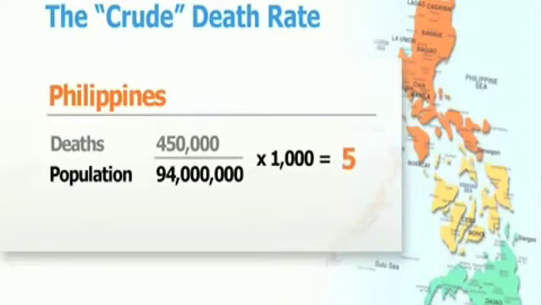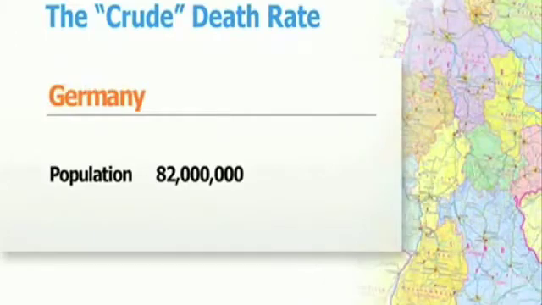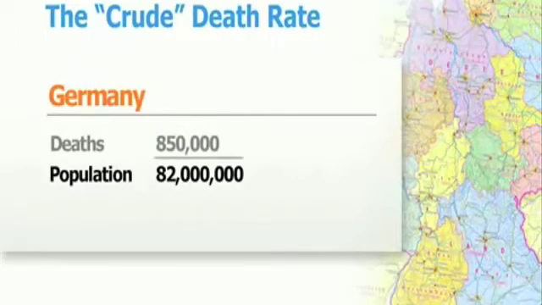Now we can turn to Germany, a country of about 82 million people, and in a recent year there were about 850,000 deaths, which works out to 10 deaths per 1,000 population. But wait a minute, what's going on here? Germany has a crude death rate of 10 per 1,000 population, and the Philippines only 5. Life expectancy at birth in Germany is 80 years. But life expectancy in the Philippines is 69. How can that happen? Well, it's really pretty simple.